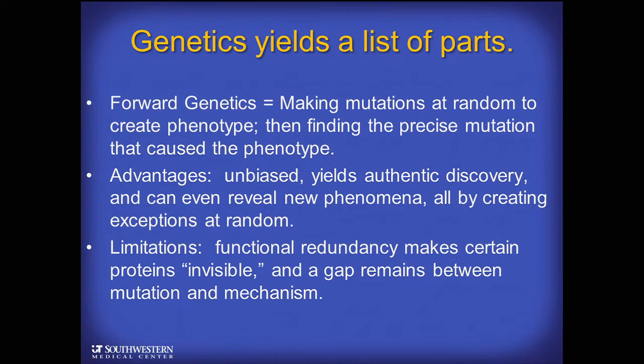The main limitation of forward genetics is that there is redundancy. To some extent, our genes are covered one by another because they duplicated and differentiated over a period of time, and a gap can remain also between mutation and understanding mechanism.